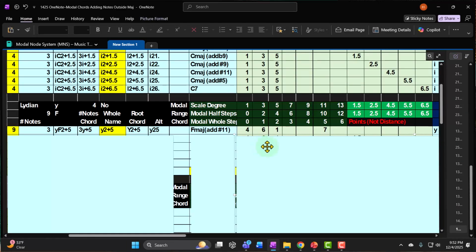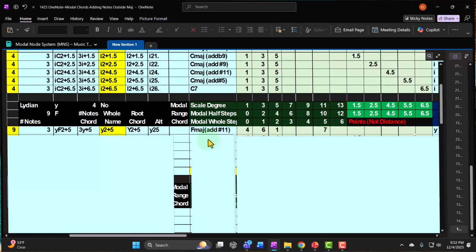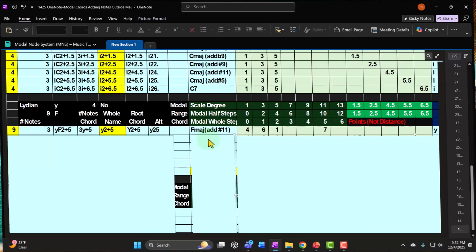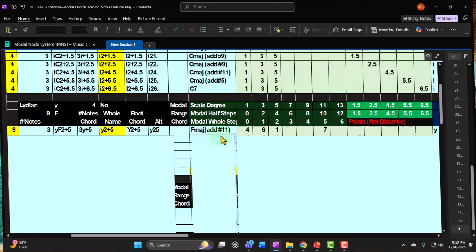And then what if I add once again the 11 to this one? Well, if I add the 11 to it from a normal naming convention, that would be an F major add sharp 11. Why sharp 11? Because I'm on the Lydian node, and the Lydian is weird with the 4 because it has an augmented or sharped 4, which means it would also have an augmented or sharped 11. So if I want the note that it's still in the collection, it would be a sharp 11.